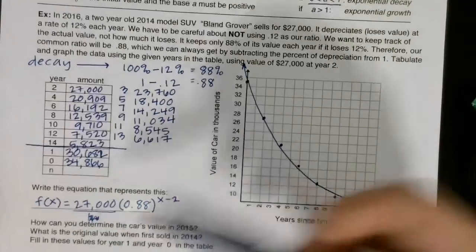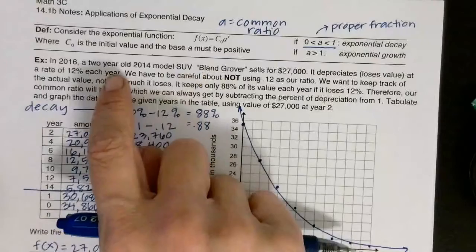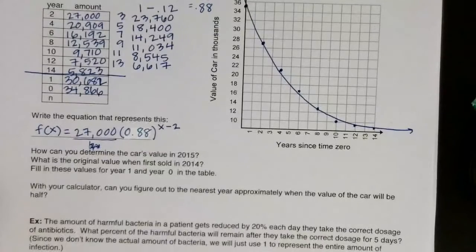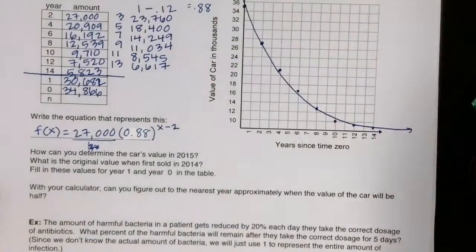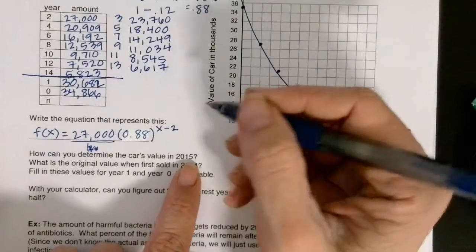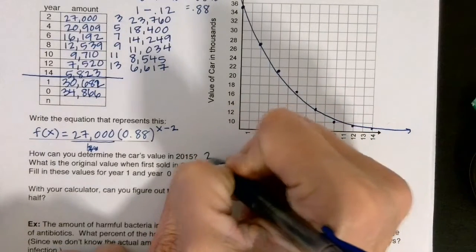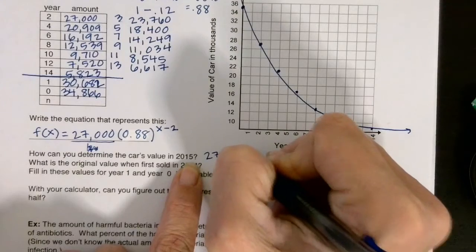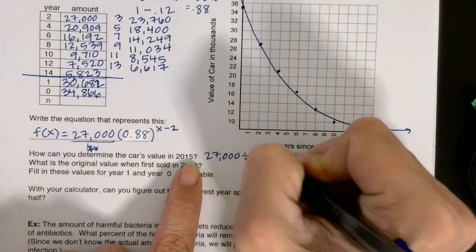The reason why we're doing 2 is because the problem is saying it's a 2-year-old vehicle, so our time 0 starts at the second year. Okay. How can you determine the car's value in 2015? So we just did that. We did 2015. We took 27,000 and we divided it by 0.88.